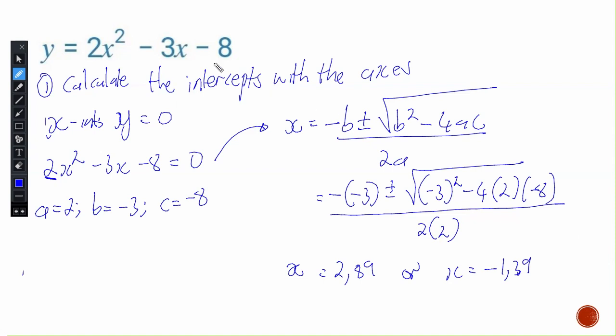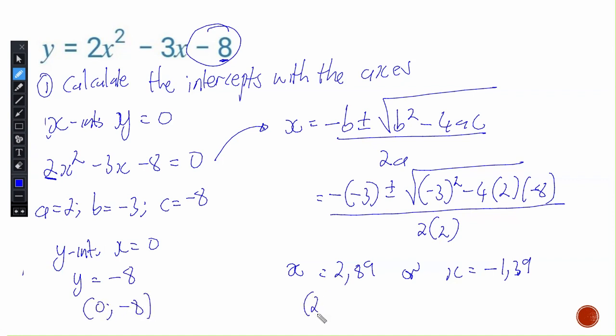So it is possible to calculate and find values like this. And when it comes to your y-intercept, you simply have to make x 0. Your y-intercept still doesn't change. It's the number that appears here. So your y-intercept is y is equal to negative 8, and you can write it as (0, negative 8). The other ones, you can say (2.89, 0) and here (negative 1.39, 0). Right. So now you have calculated the intercepts with the axes, the x-intercepts and also the y-intercept.